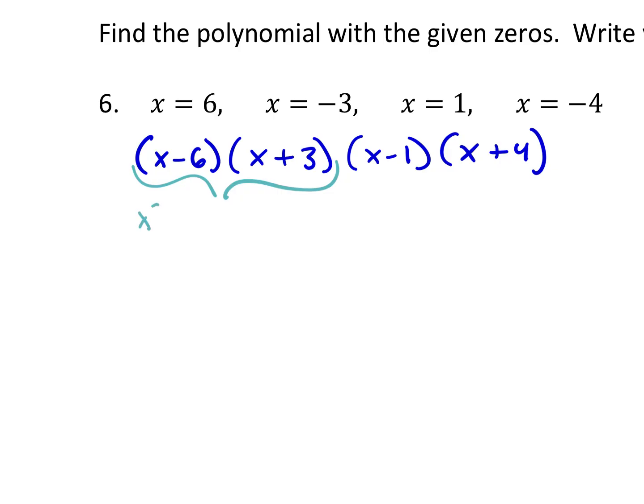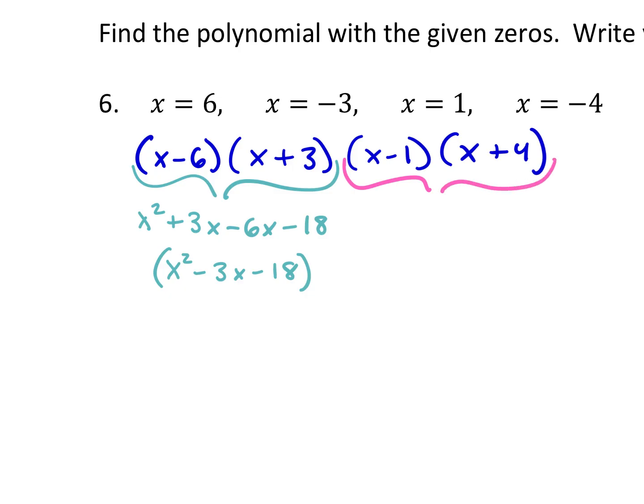So we get x squared plus 3x minus 6x minus 18. When we combine like terms, we get x squared minus 3x minus 18. Now we're going to do the same thing with the second 2. We're going to FOIL these 2 together. So we get x squared plus 4x minus x minus 4. When we combine like terms, it would be x squared plus 3x minus 4.